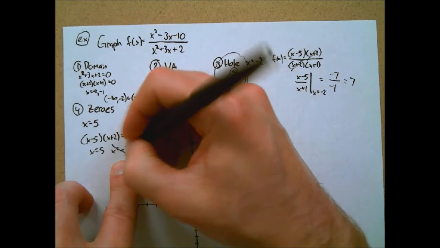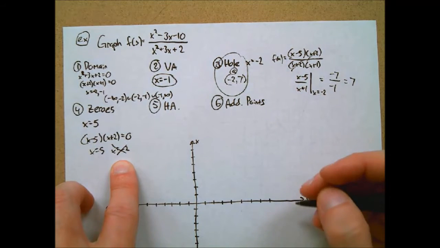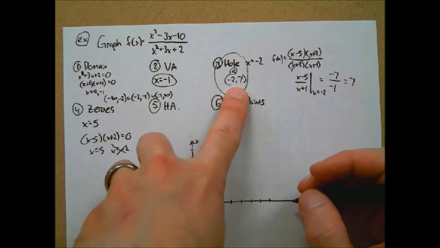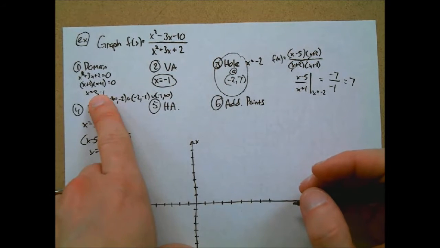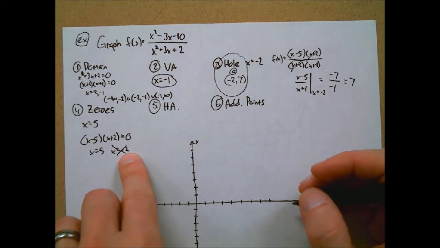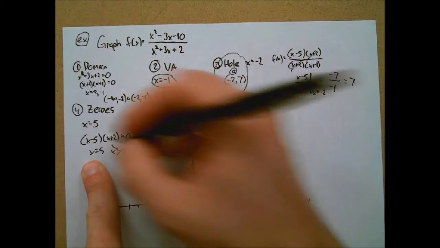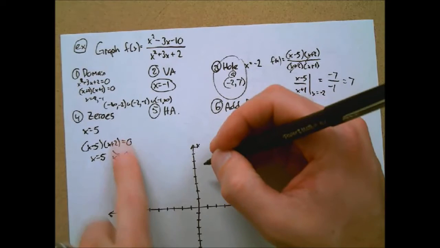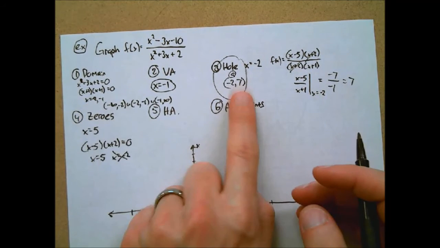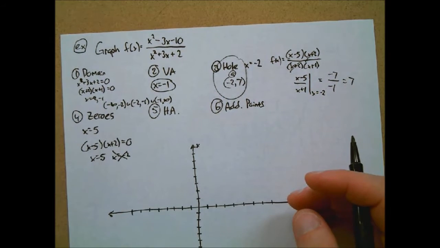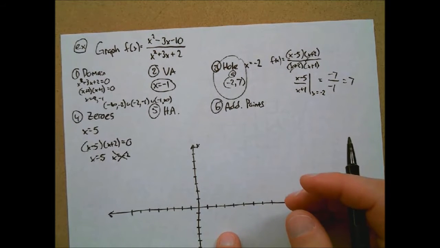It's already a hole. Yep, and you could also think it's restricted from our domain as well. We can't count that as a point. So the only zero we really have here is 5. That value of negative 2 is restricted from our domain, which is why we're allowed to count it as a hole. It's a non-point, okay? Last thing.